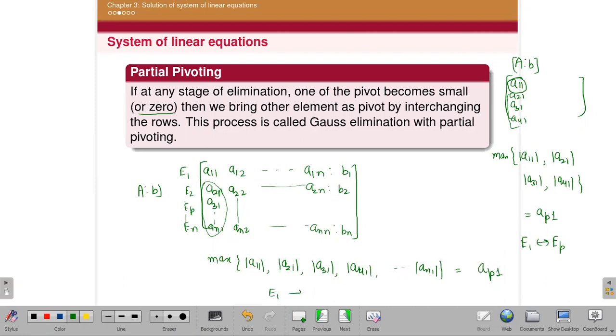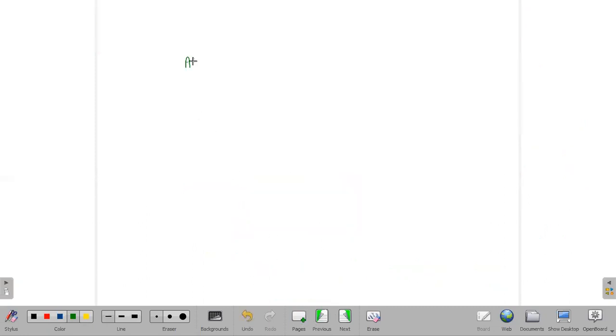Then you replace your E1, the first row, with the pth row. Then that will become a pivot element, that is the largest element in the first column. So after interchanging the row, you will apply the operation to make these elements 0. Suppose after changing this row, you will get the matrix as, that will become A11. I'm giving the same notation to that number also, that is AP1 actually, but I'm denoting it by A11 only. So then A1 and then B1.